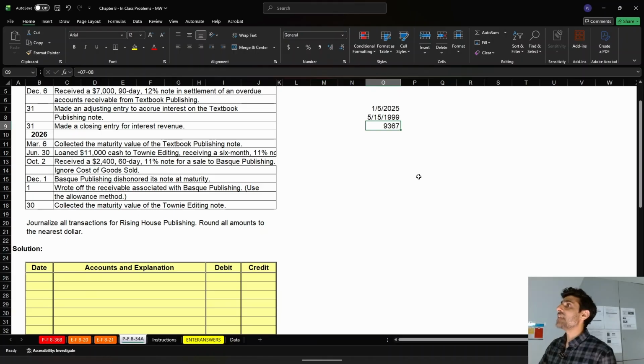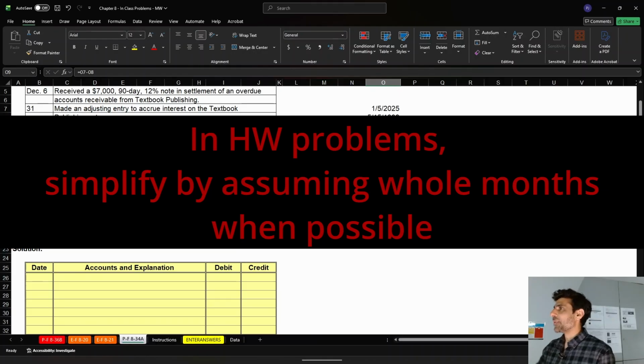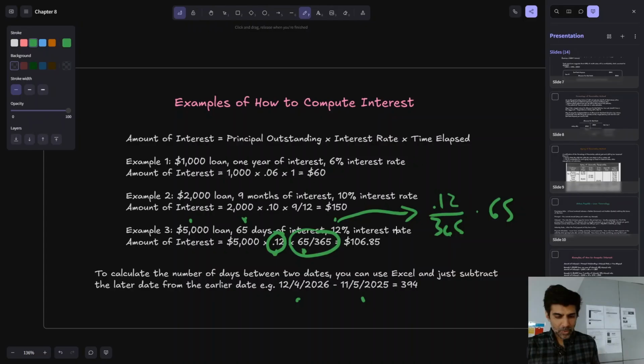Because each day does matter, those little differences will translate to real money when you're dealing with large sums. So in the real world, it's a little more complicated, but we're keeping it relatively simple for right now. Just make sure that you use this Excel trick. It's going to make your life a lot easier if you can easily figure out how many days are between two dates.